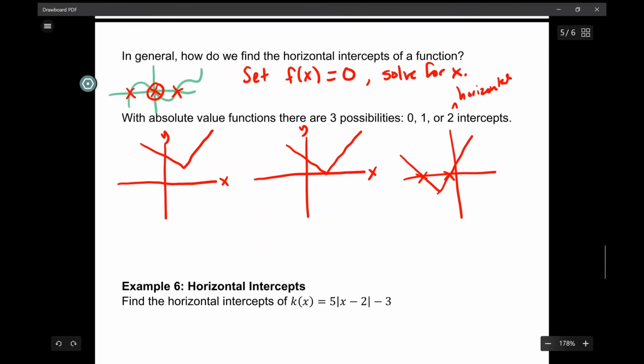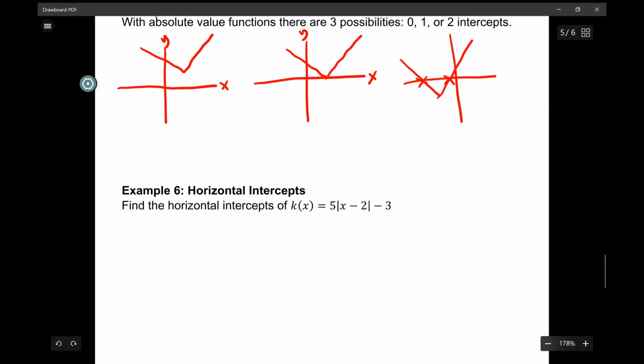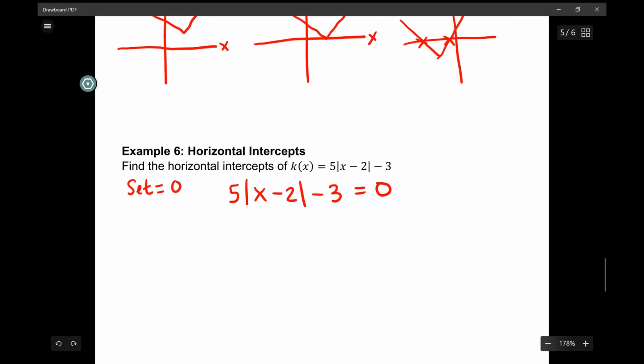So let's try a practice problem. Let's find the horizontal intercepts for k of x equal to 5, absolute value of x minus 2 minus 3. So we're going to set it equal to 0. And now we're just right back in solving absolute value equations. So we need to isolate the absolute value. So I'm going to add 3 to each side using my reverse order of operations. 5, absolute value of x minus 2 equals 3.